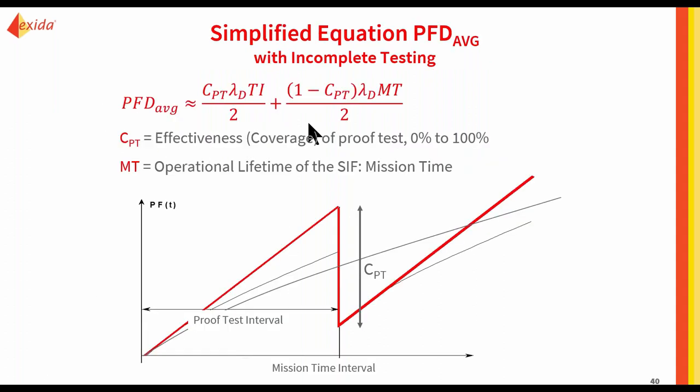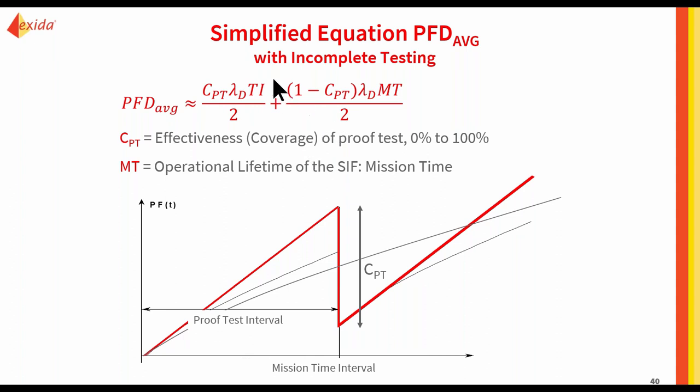This PFD average is an approximation. It is an approximated equation only. In a real life situation, we should always use Markov modeling too when we calculate PFD average. But this, as you can see, can actually show you the relationship between TI, that would be the proof test interval, and the MT. MT is the mission time, the lifetime of the whole SIF.